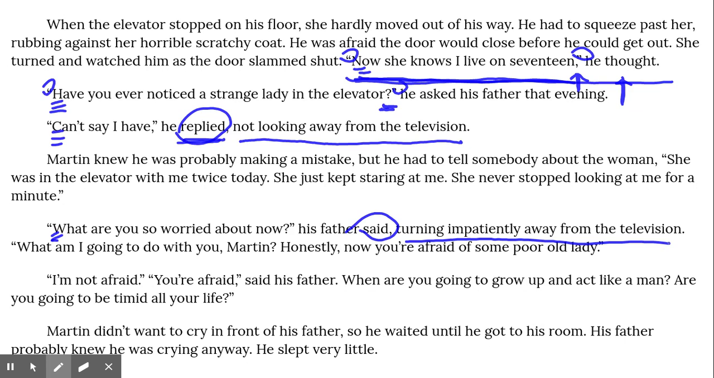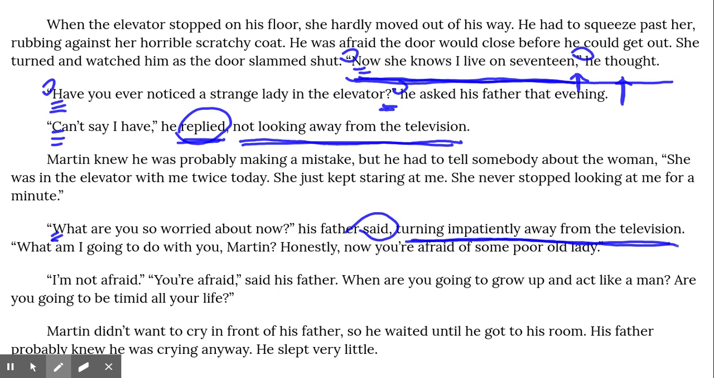And so we as the writer, when we go to end this story, need to make sure that when we have dialogue, we're not only using the correct punctuation like this author has, but we're also letting the reader know what's happening while this conversation is taking place, like not looking away from the television, which is perfect for his dad because we know his dad doesn't really acknowledge him that much. Here, turning impatiently away from the television. They're telling us exactly what's happening to create that picture of what Dad's interaction with Martin is like in this conversation.